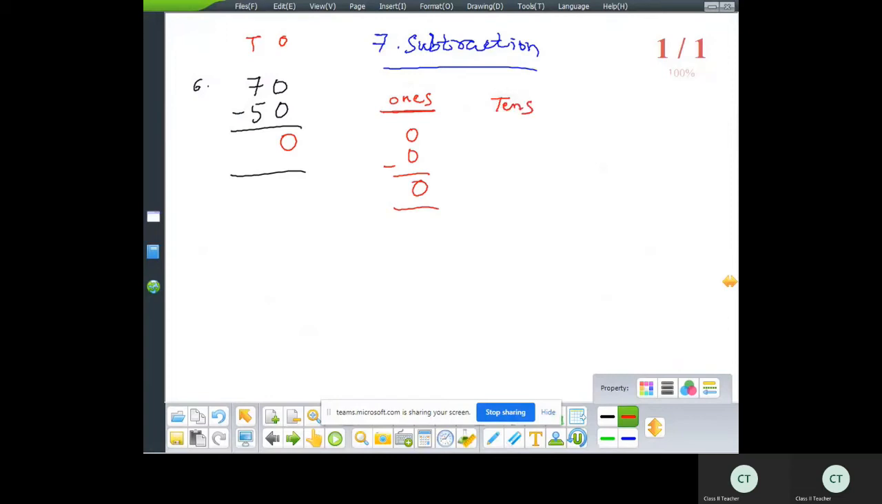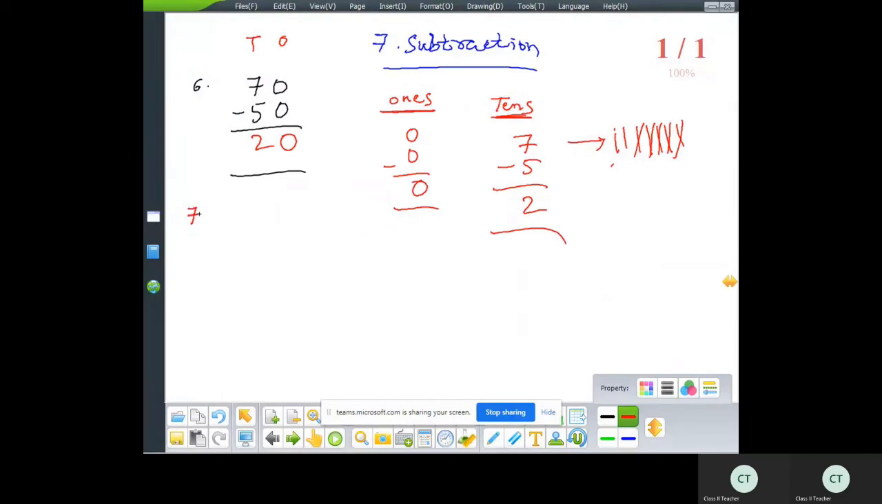The digits in the tens place are 7 minus 5. It means 5 is subtracted from 7. Draw 7 lines: 1, 2, 3, 4, 5, 6, 7. From 7 we subtract only 5 lines: 1, 2, 3, 4, 5. After cutting 5 lines from 7 lines, 2 lines are left. 7 minus 5 is 2. 70 minus 50 is equal to 20.